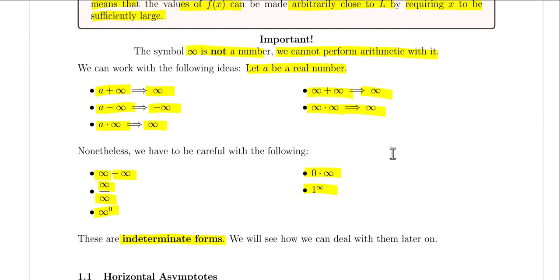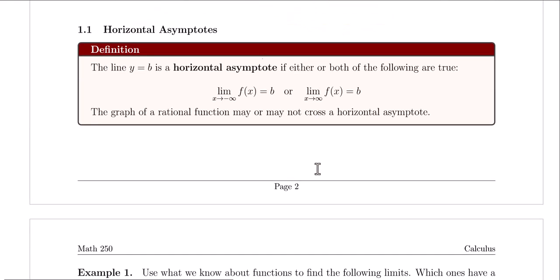Now these ones here will come into play when we talk more about limits, but for now, just be careful with these ones. The ones above work just fine. This one, you've got to be careful. Okay, now again, we'll see how we can deal with scenarios like this down the line, but for now, let's go ahead and move on to horizontal asymptotes.